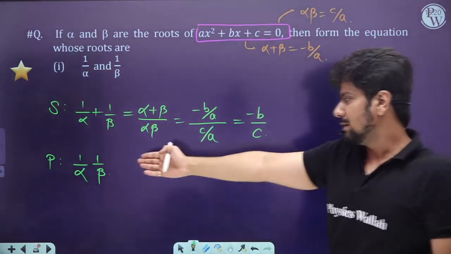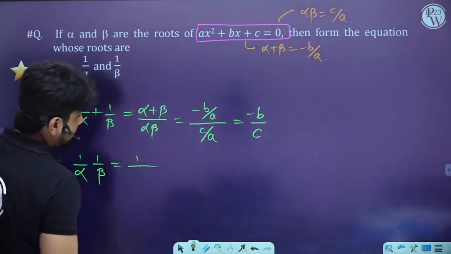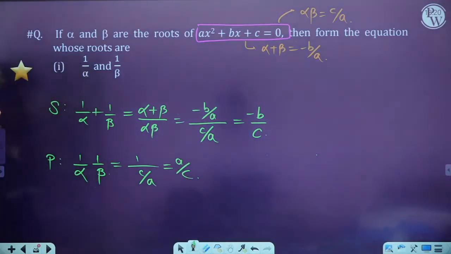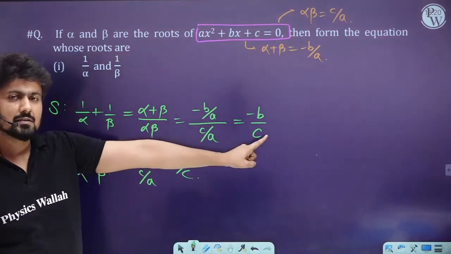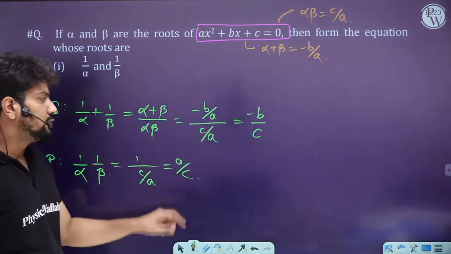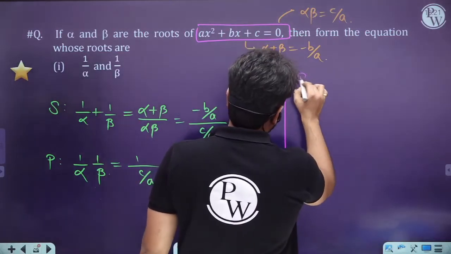And this is so simple. 1 upon alpha beta: we have the value for alpha beta, which is c by a, so it will be a by c. So we have the value of s, which is minus b by c, and the value of p, which is a by c.